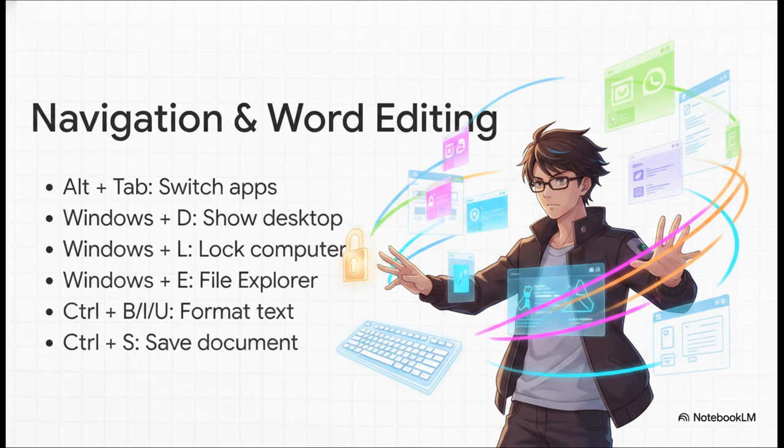Need to find a file? Windows E pops open the File Explorer. And hey, when you're typing away in Word, you definitely don't need the mouse to format things. Control B, I, or U will bold, italicize, or underline your text right there. And of course, never ever forget Control S to save your document.